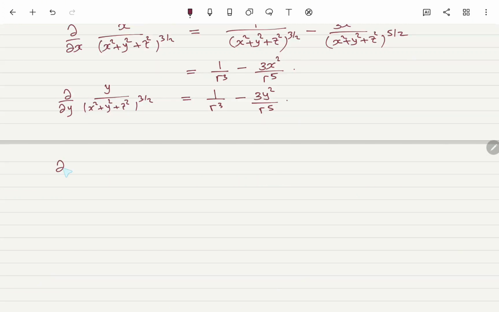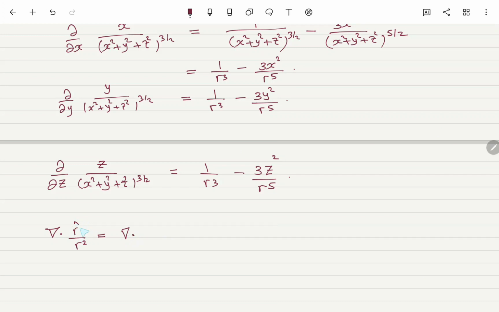And the last term, partial z of z over (x squared plus y squared plus z squared) to the power 3 over 2 will be equal to 1 over r cubed minus 3z squared over r to the power 5. Now upon adding this one with this one and this one here, the result will be the divergence of r hat over r squared, which is equal to the divergence.